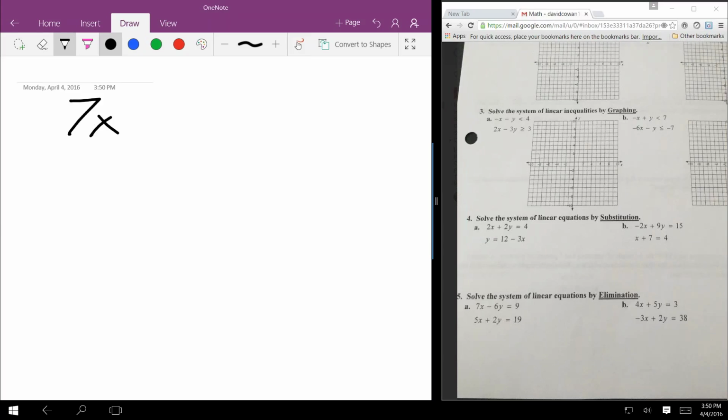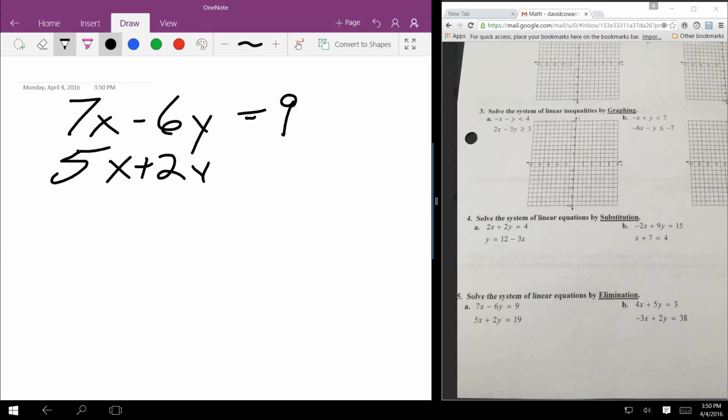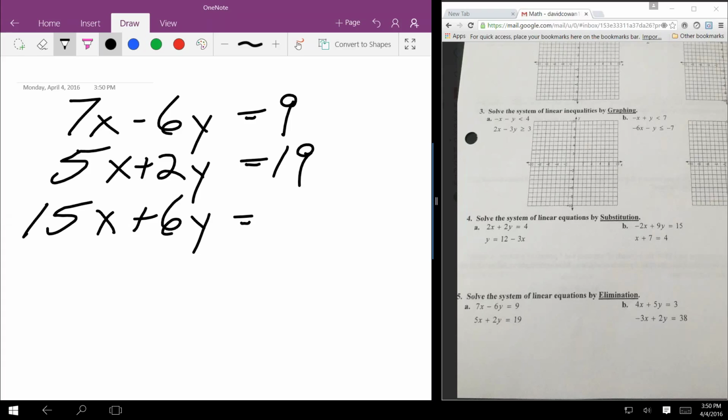If you multiply the bottom equation by 3, you can get 15x plus 6y equals 15 times 3 is... What's 3 times 20? 60. How many less is this? 3. So what's the answer? Oh, so it's just 57.